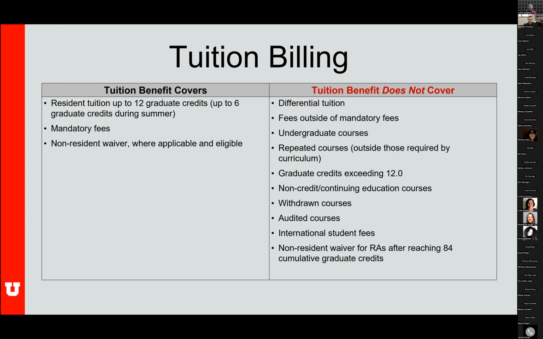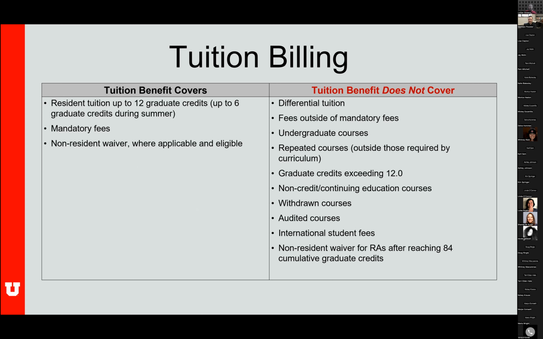Now, if it's one we expect, like a thesis hour course, and they're going to take like 10 of that before they graduate, we know that. That's to be expected, and we'll make sure that's still covered. Graduate credits exceeding 12 credits, where I appreciate the gusto, but I'm not going to be able to cover that. Non-credit and continuing education courses, withdrawn courses, which is another University of Utah feature that a lot of students coming from other places may not understand. Audited courses, international student fees, and then again, that non-resident waiver for RAs who have reached 84 cumulative graduate credits. So the list of things we don't cover is actually a much longer list.